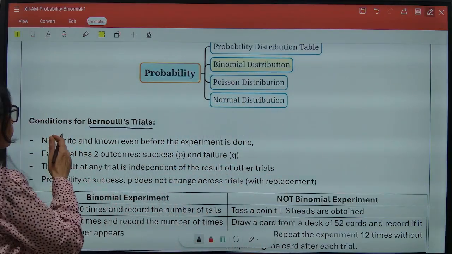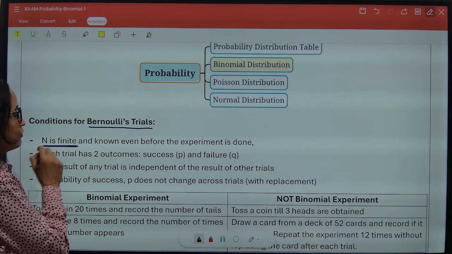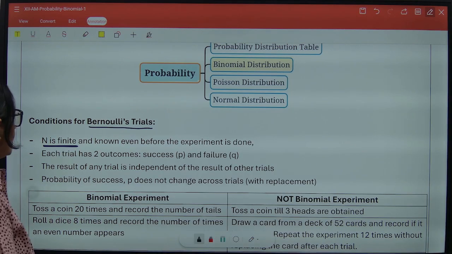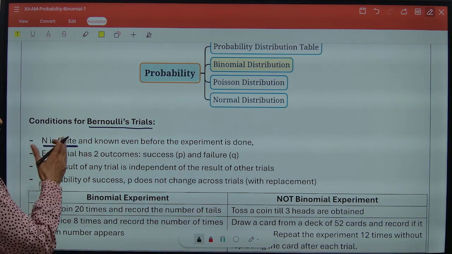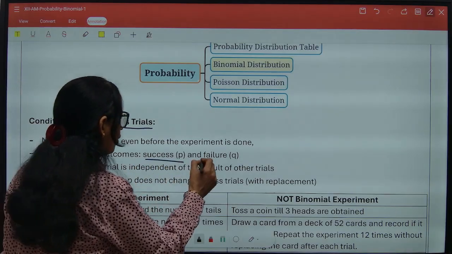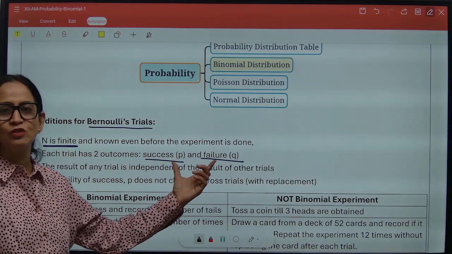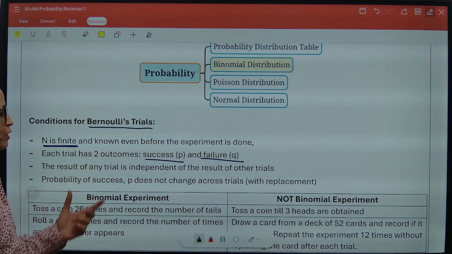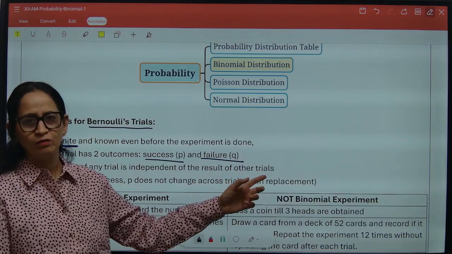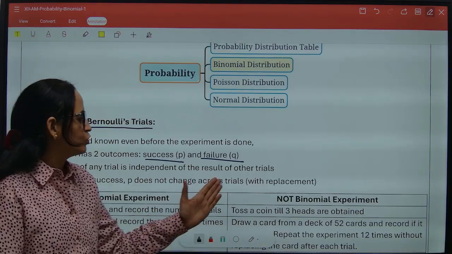So a binomial distribution is applicable where you have a finite number of trials for any given experiment, and this is known even before the experiment is done. Now each trial has two outcomes, either success or failure. That's why it is binomial. Bi means two. So there are just two outcomes possible, success or failure. And the result of any trial is independent of the result of other trials. Probability of success P does not change across trials.